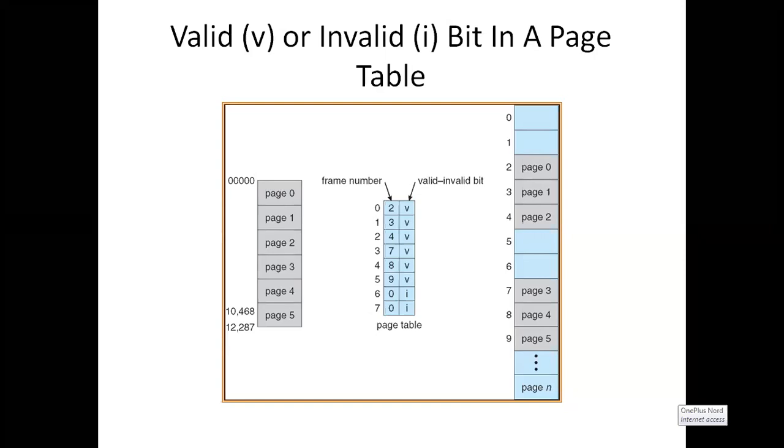Why? Because the page is available in the main memory. In the page table, I indicates invalid. That means that page is not available in the main memory. So in the page table, up to now we had only two entries. Now we have one more entry called valid, invalid. V means valid and I means invalid.